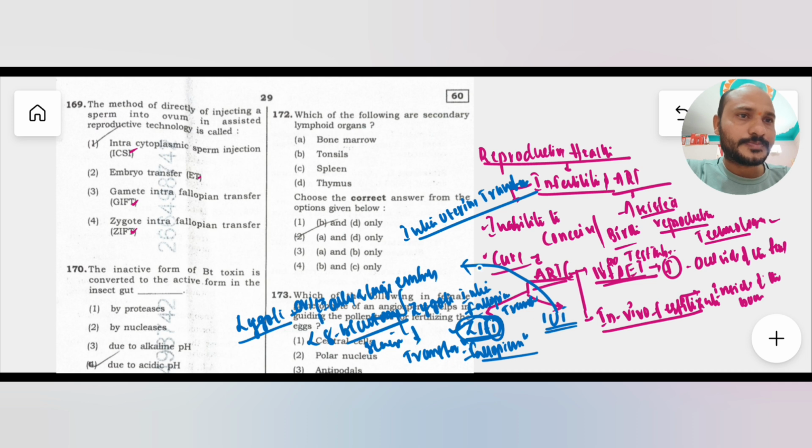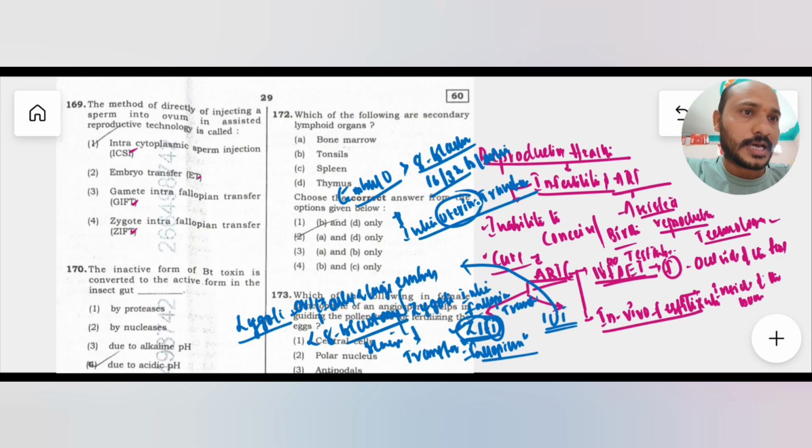Now coming to IUT, the name suggests intrauterine transfer. We transfer into the uterus, but the important thing is the embryo must be more than 8 blastomere stage, like 8 or 16 or 32 blastomere stage embryo. Only such embryos are transferred in IUT. So we transfer an embryo of more than 8 blastomere stage directly to the uterus. That method is called IUT.